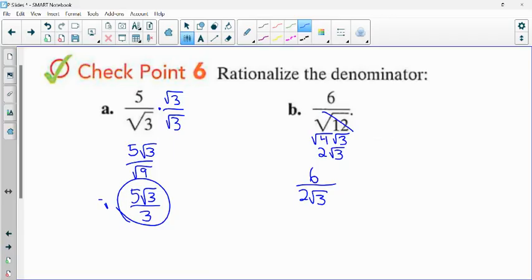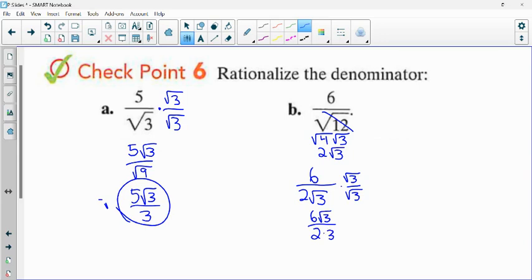Now, I'm still not totally done yet, because I still have a radical in the denominator. However, it makes it in the end a little bit easier, because now what I can do is multiply just top and bottom by root 3 over root 3. So that would give us 6 root 3 in our numerator, 2, and then I have root 3 times root 3, which is root 9, or just 3.